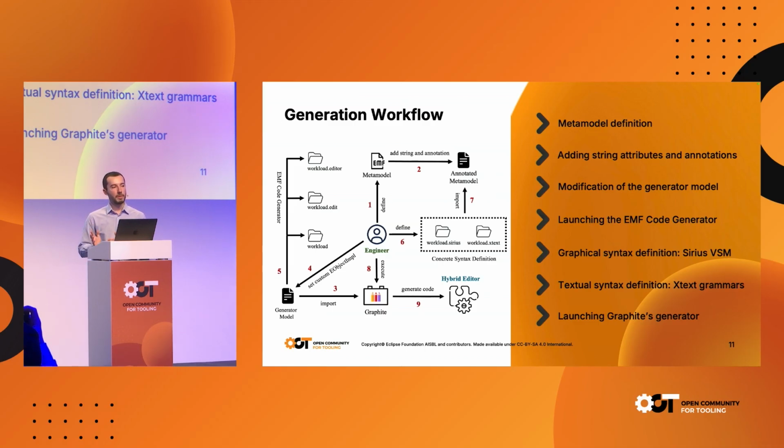Now, with Graphite, this entire process is streamlined. It should generally work for every DSL in theory, but of course, there may be some examples of DSLs for which this may not work. For instance, you don't want to modify the meta model. Well, in this approach, you actually have to modify the meta model a bit. You have to add some string attributes and some textual expressions.